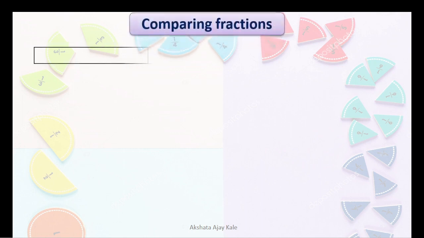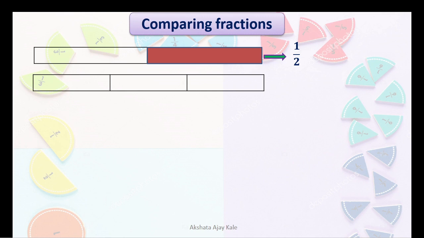Next, again you can see here a rectangle is divided equally into 2 parts. Okay, and we will color one part. Yes, you know how to write this in fractions. Yes, 1 upon 2. Right, because total 2 parts are there and between the 2 parts one is colored. Isn't it?